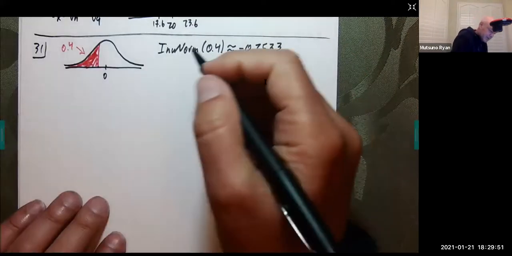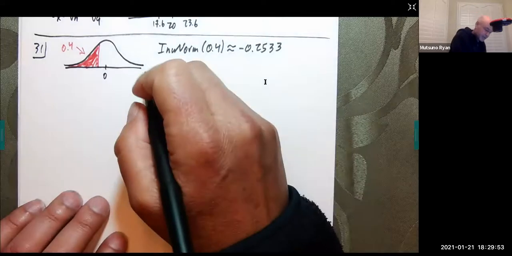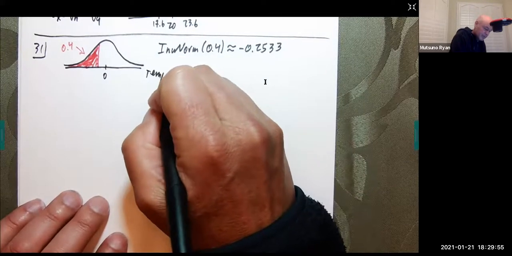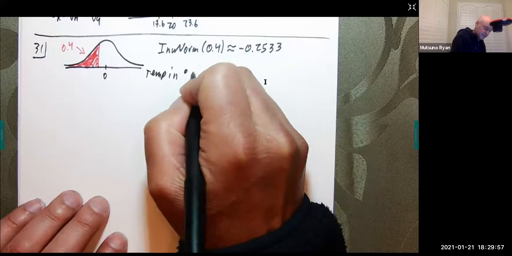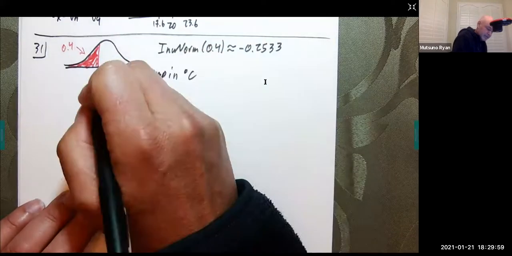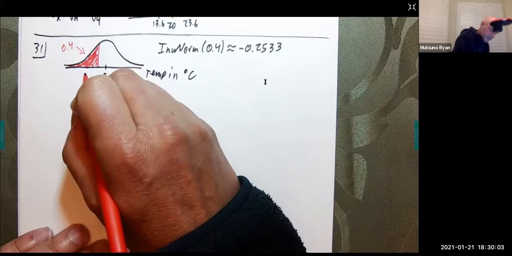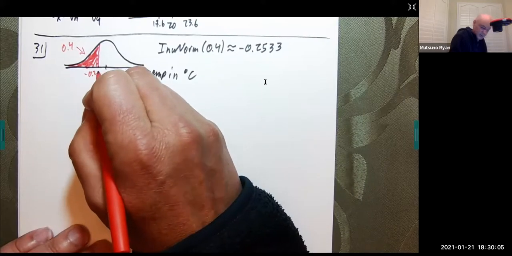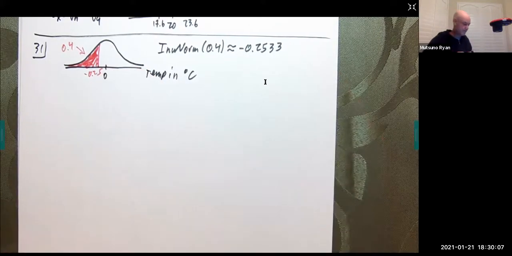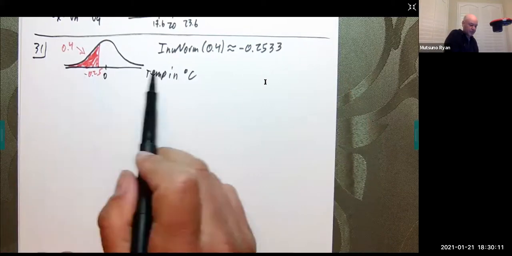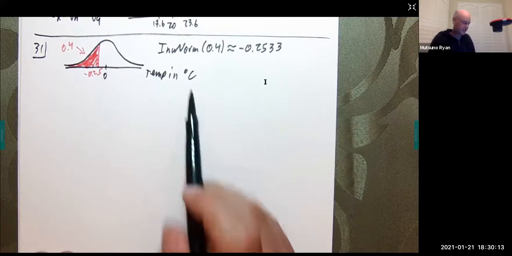Now, this is a temperature in degrees Celsius. So this is negative 0.25. I'll just put that there. The 3 doesn't fit. So this horizontal axis is the temperature in degrees Celsius.